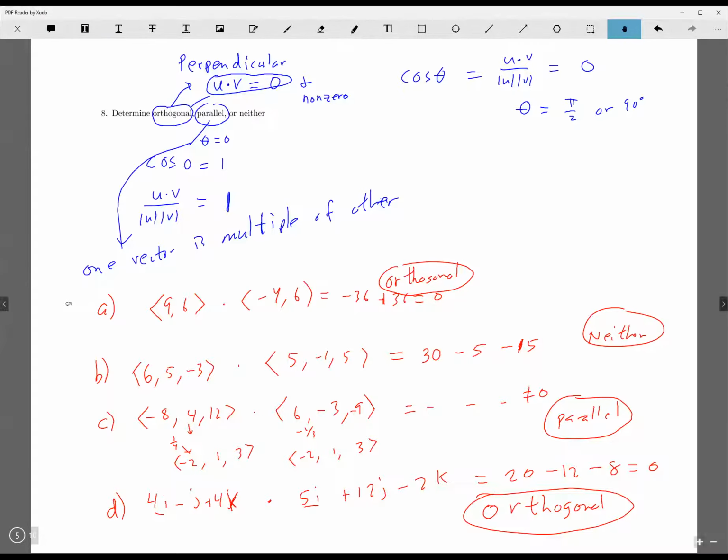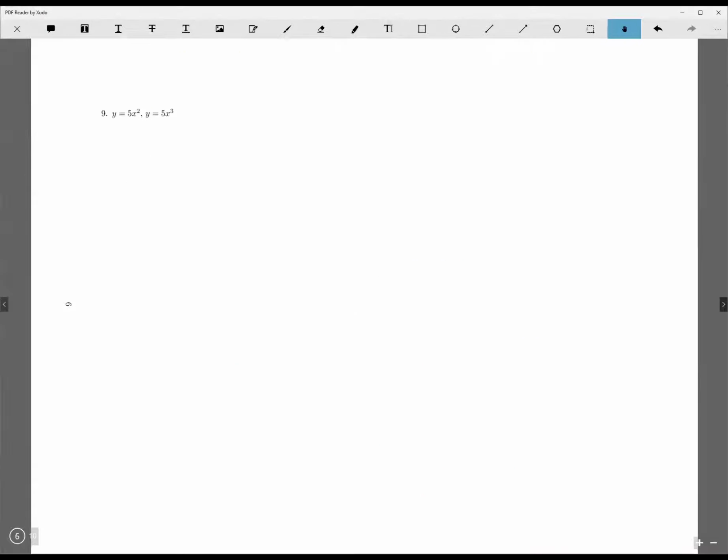Okay, let's go to the next problem, number 9. Here we have these two functions, or expressions, or whatever you want to call them, or curves. They're equations of curves, and it says find the acute angles between the curves at their points of intersection. The angle between two curves is the angle between their tangent lines at the point of intersection. Give your answers in degrees, rounding to 1 decimal place.